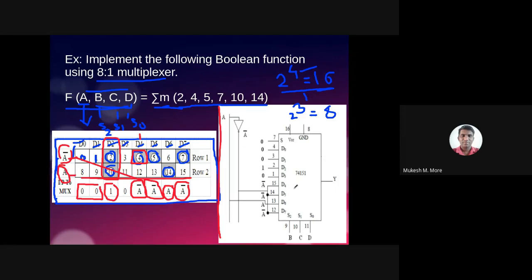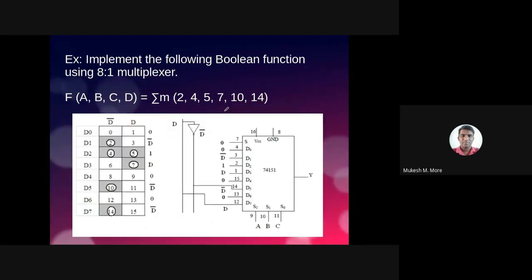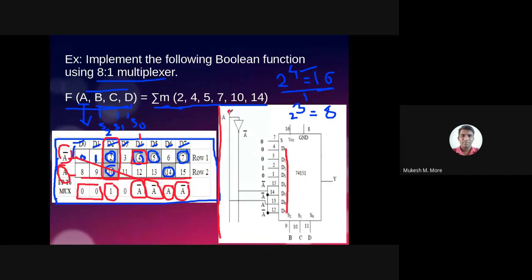Based on this scenario, I have to draw the logic diagram. Now see, we have already studied that D0 to D7 inputs are there. We have assigned S0 equal to D, S1 equal to C, and S2 equal to B. Now the remaining part is that we have to use the A input. A has two values, A bar and A. So this is your A bar.